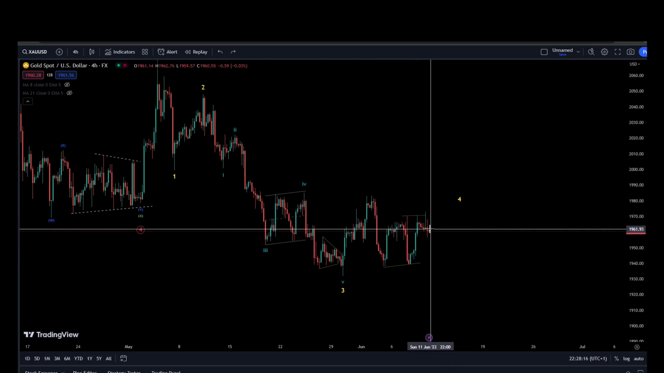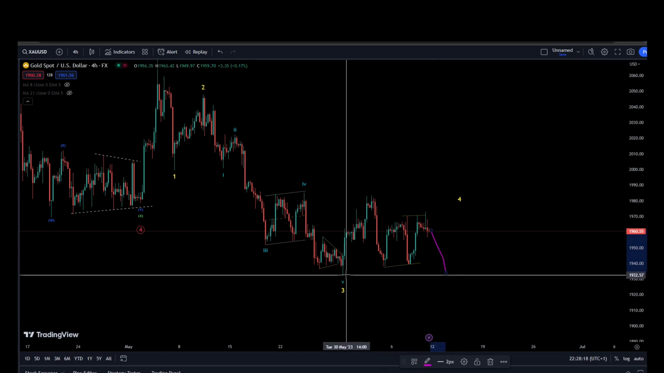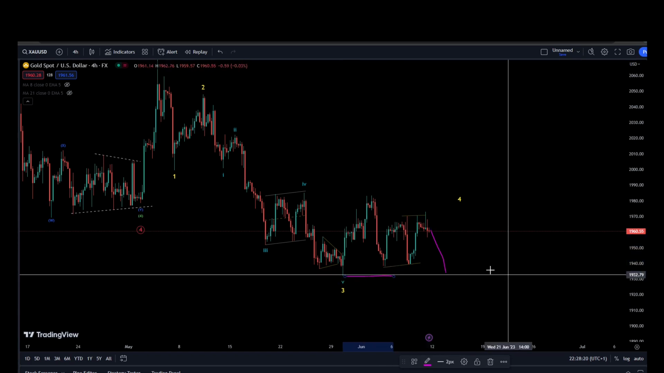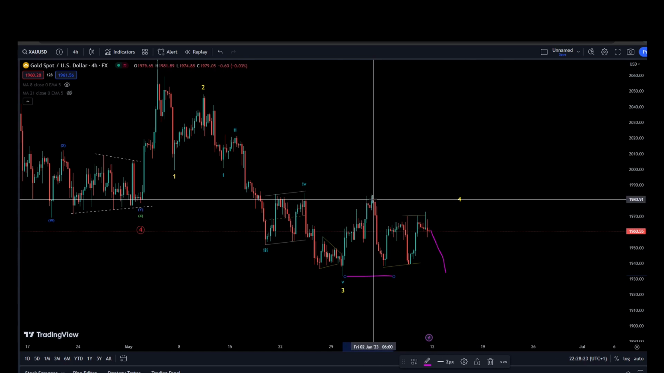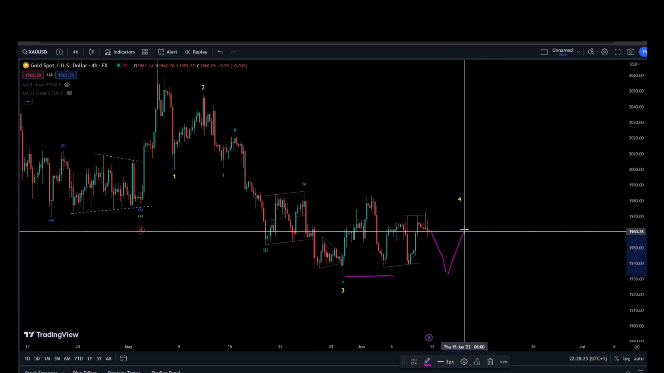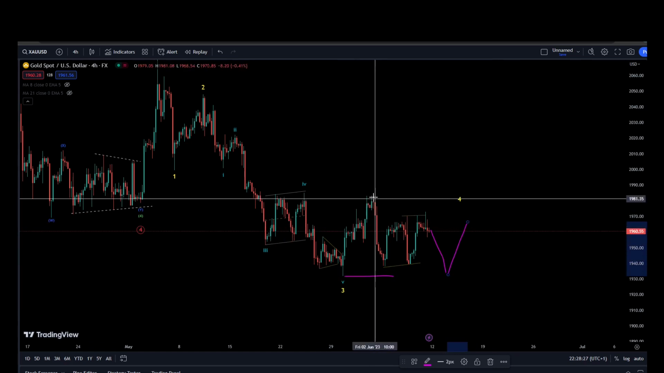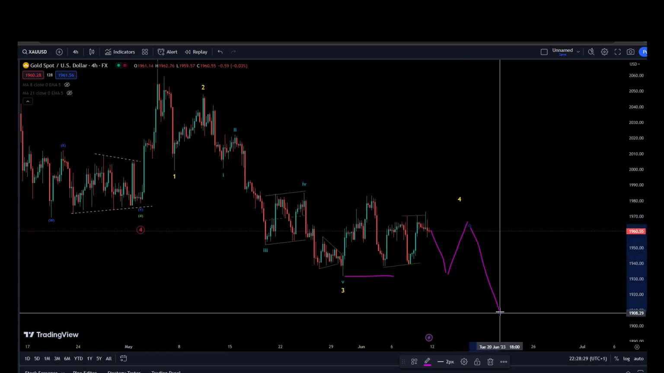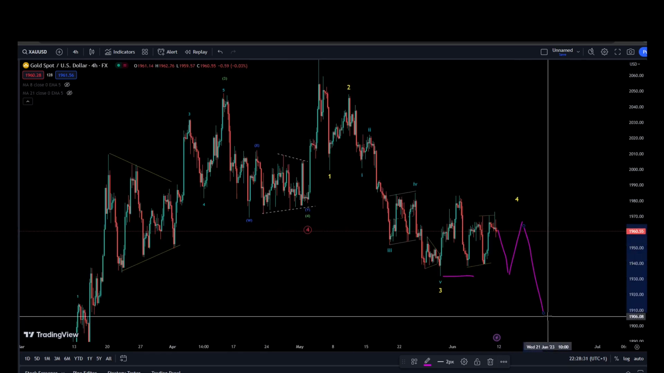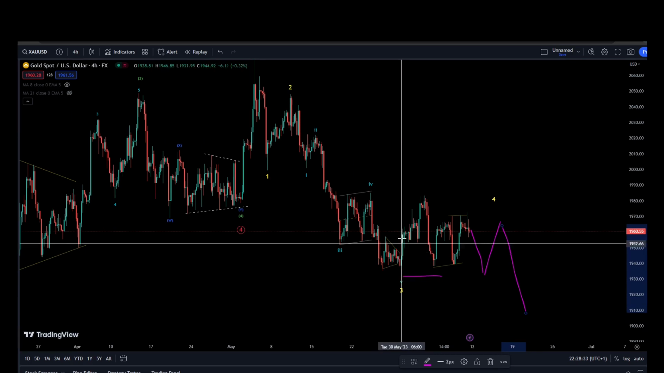And what I'm going to assume is the market will eventually continue going down to the downside, taking out these lows, and that will essentially give us a B, and then we'll get one more push up to the upside, and then that will eventually complete this wave 4, and then we'll get one more push to the downside again to give us our wave 5. So ideally we are in this wave 4.